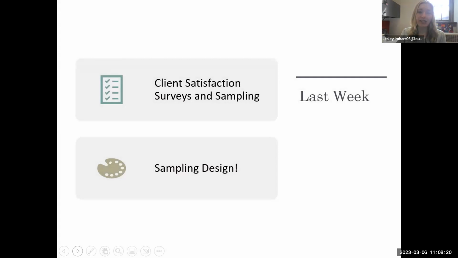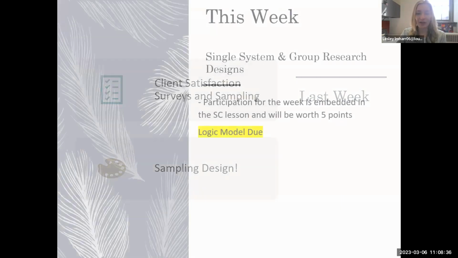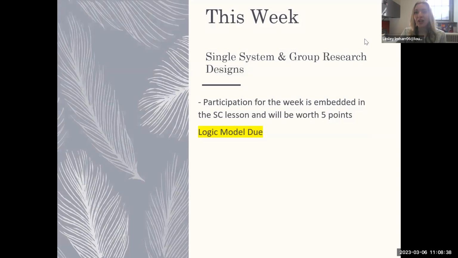Last week, we really focused on client satisfaction, surveys, and sampling. So you were asked to really focus on sampling design in your weekly assignment, so whether or not you're going to engage in a probability sample or non-probability sample. I will be delivering feedback on that shortly. This week, we're focusing on single system group research design. I'm going to walk you through the difference of those because you're really going to have to choose and select one of those for your final program evaluation assignment.